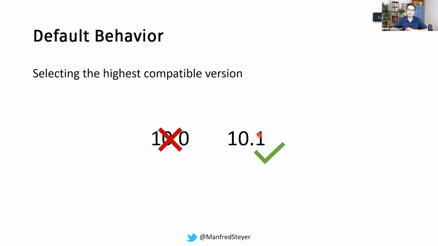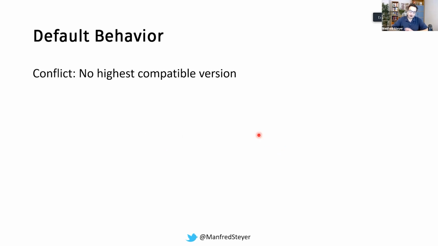Quite smart, isn't it? However, there might be a situation where you don't have a highest compatible version. Just assume you have version 11 here and version 10.1 there. Now we have two different majors. And as we know, a major version is not necessarily backwards compatible. So it is a disaster.